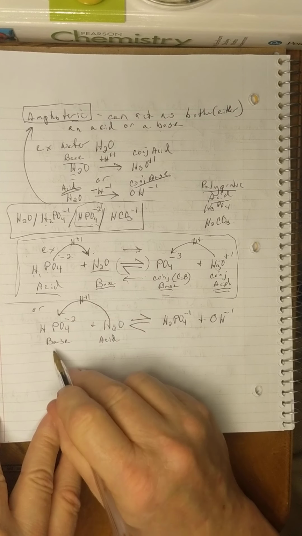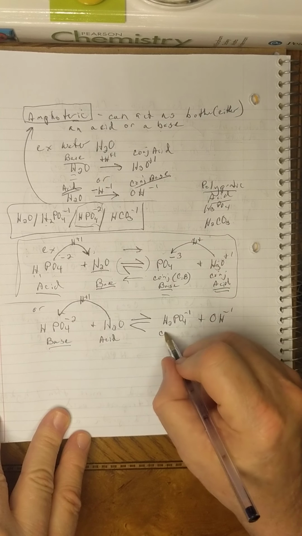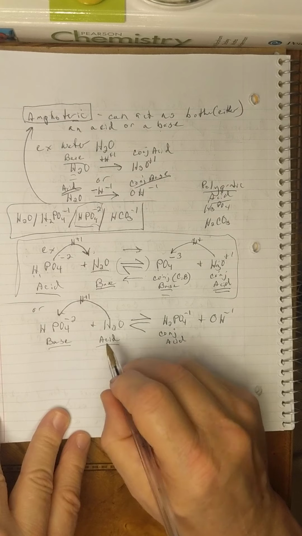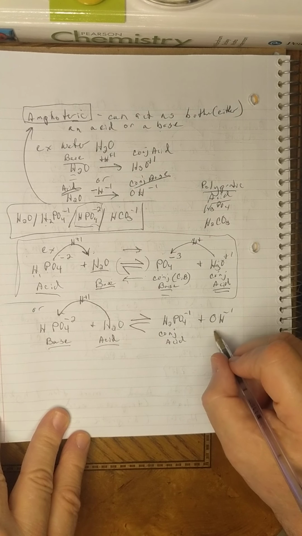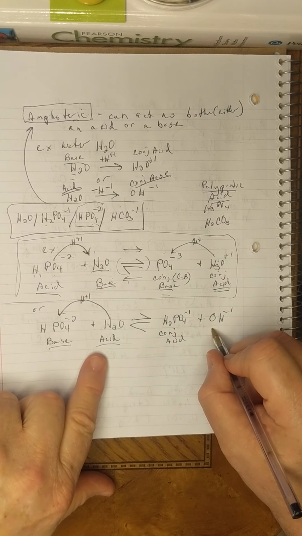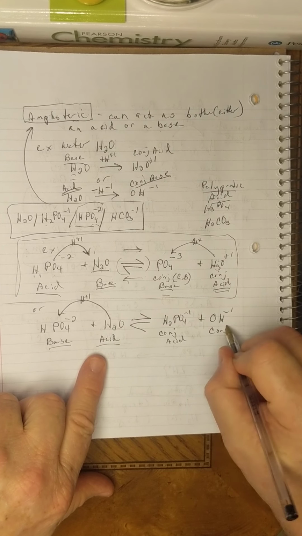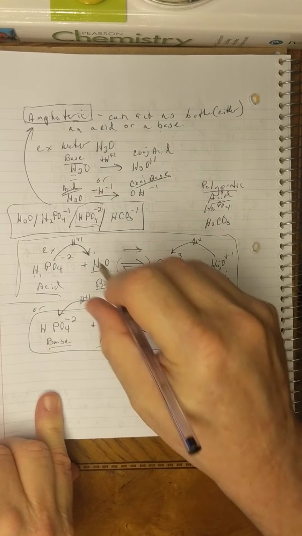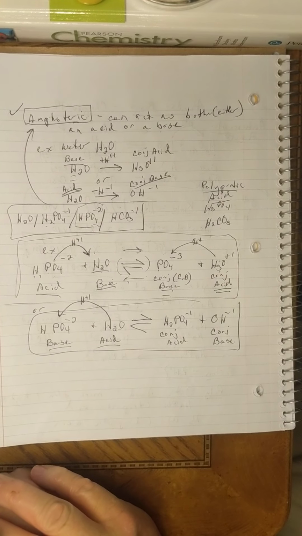The H2PO4, the conjugate of that base, is your conjugate acid. And the conjugate of water is hydroxide if it acts as an acid. So it's conjugate base. And that's an example of amphoterism. Okay.